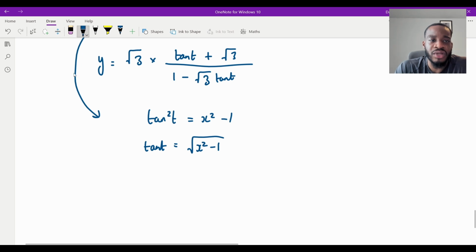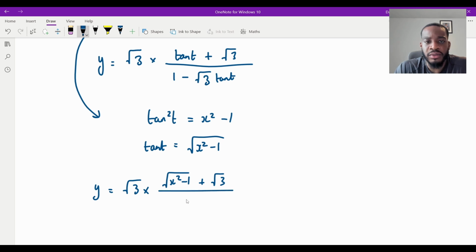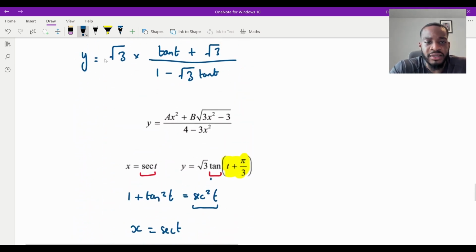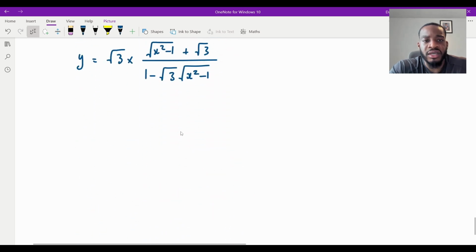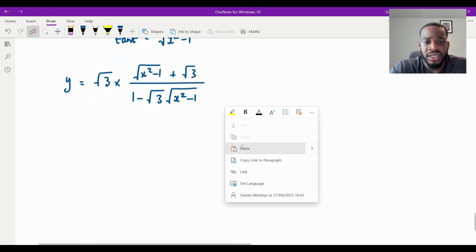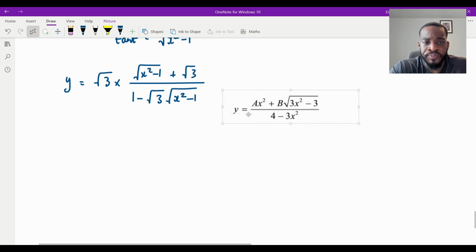I can plug that into there. So that means I'll have y is equal to root 3 times root x squared minus 1, plus root 3 over 1 minus root 3 times root x squared minus 1, like that. So we are here. Let me show that again. Always have this at hand. Okay, this is very promising because now we've got x squares, we've got root 3s and so on and so forth. So what do I need to do?